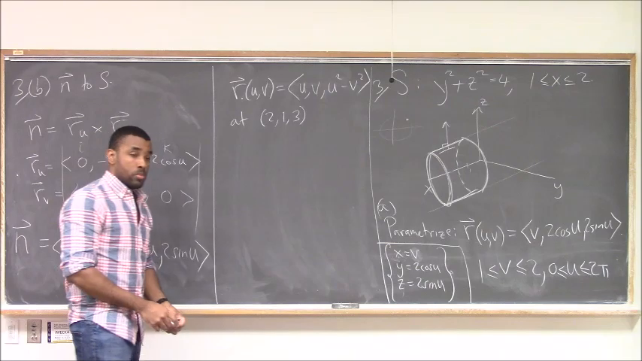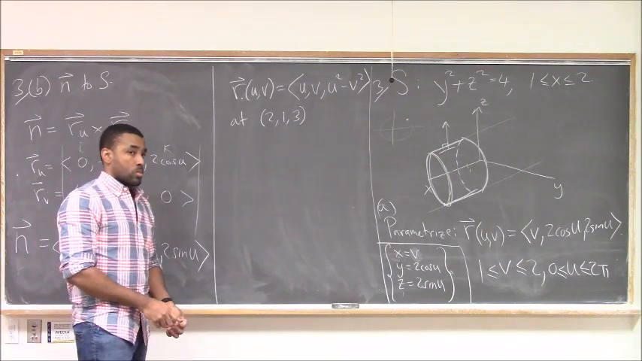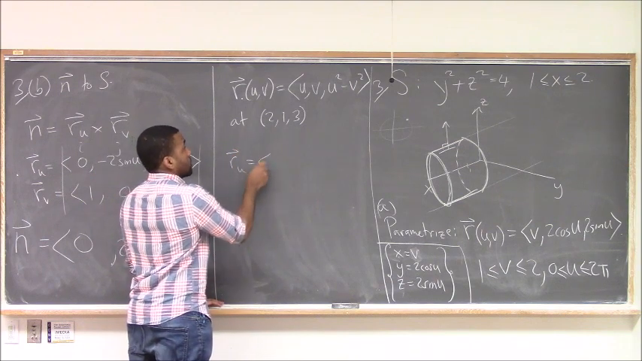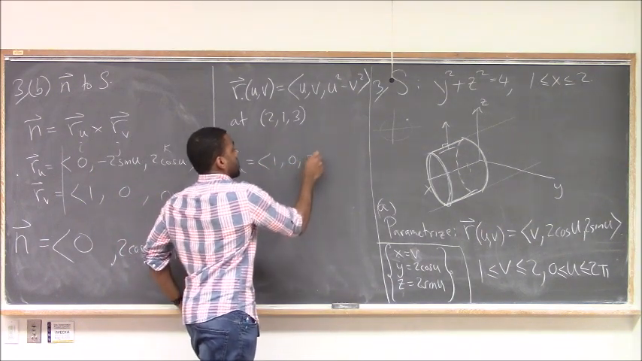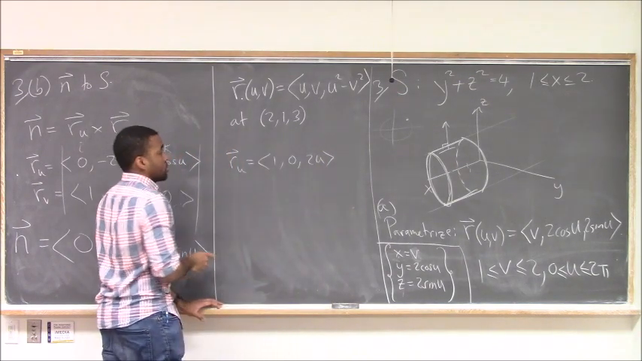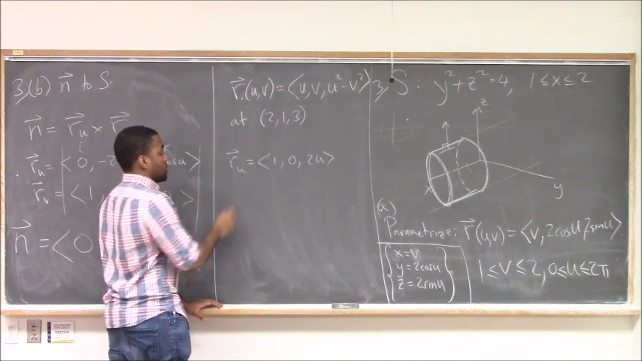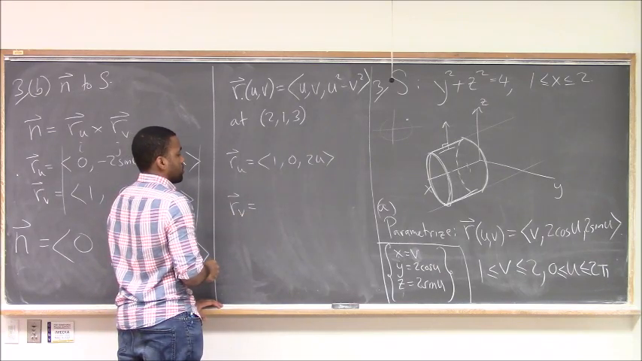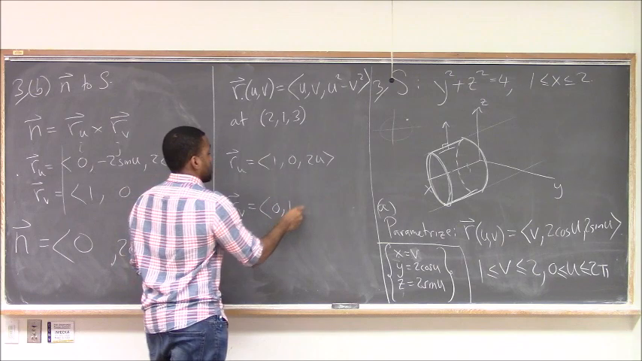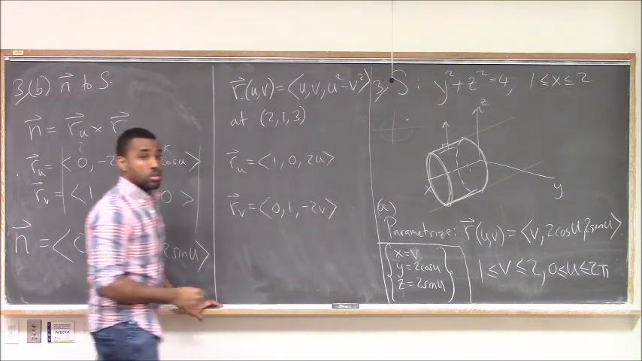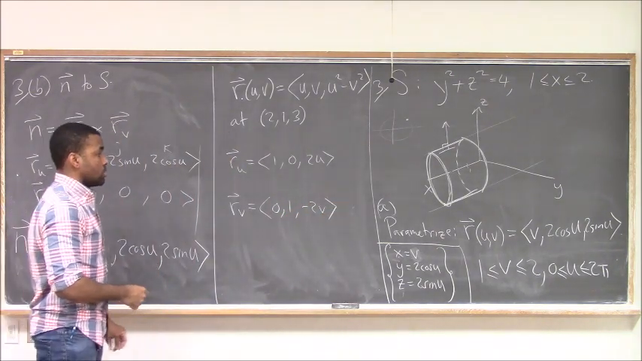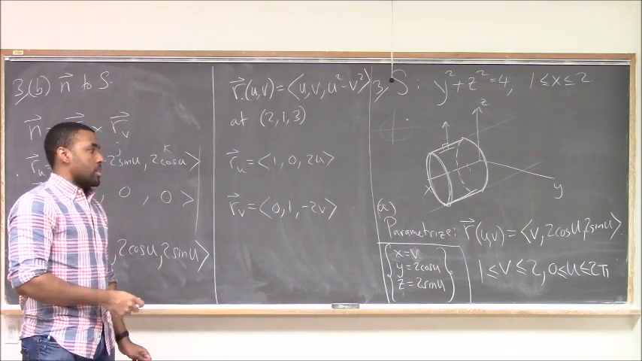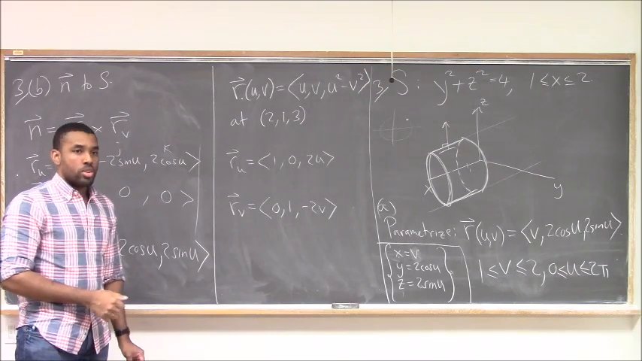For this one, you will find r sub u, and that would be 1, 0, 2u, and then r sub v. That one would be 0, 1, negative 2v. And then you take the cross product of those. You could, but I wouldn't. Why not? Because it would be easier to just plug in the numbers right away.